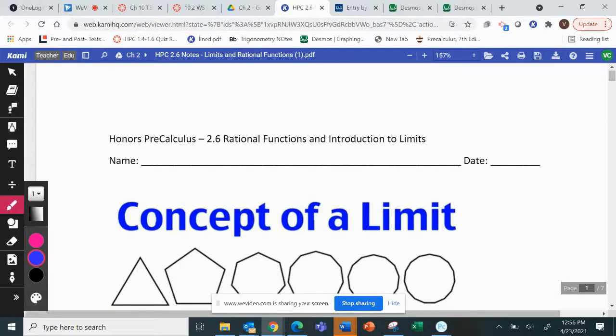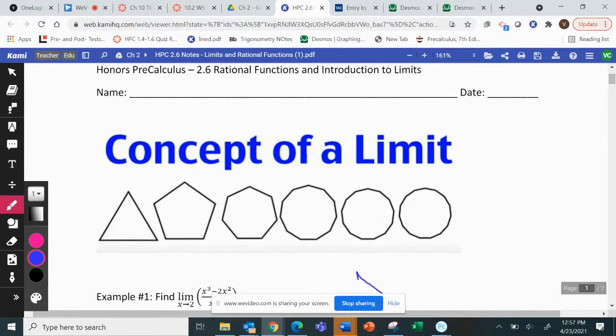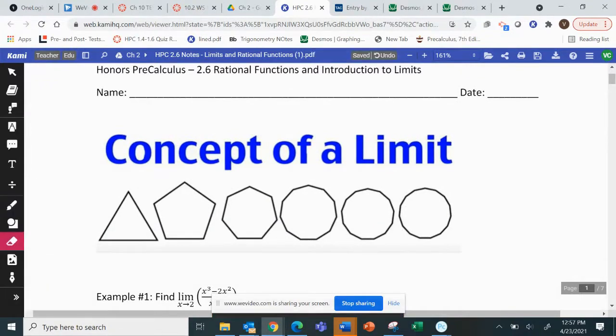So today we're going to start talking about the concept of a limit. All right. And I'm going to start with something that isn't exactly what it is, but close. You guys see this sequence? We start with a triangle, and then there's a pentagon, and then I don't know how many sides. We're getting more and more sides. As we add more sides, what is this figure getting closer and closer to? A circle. That is correct.